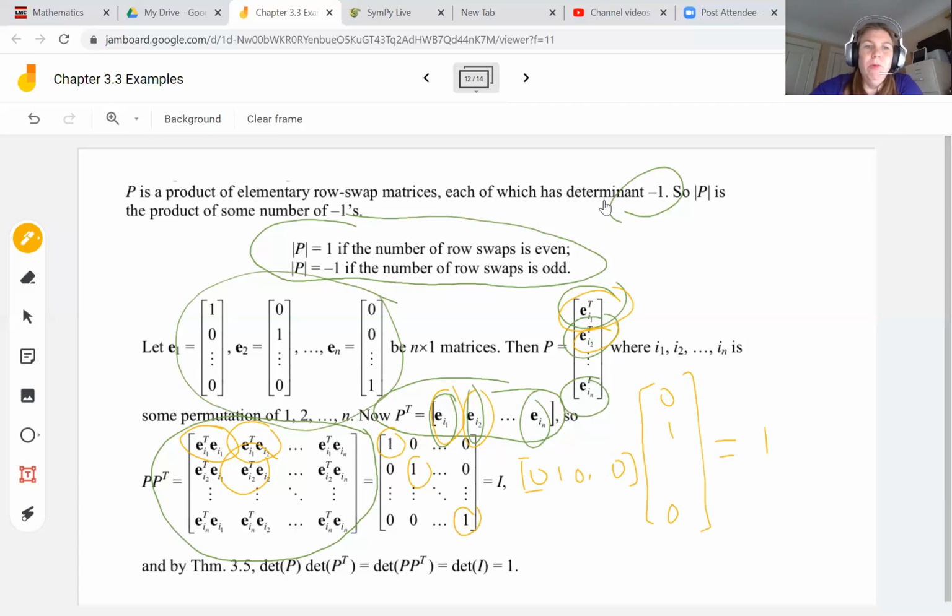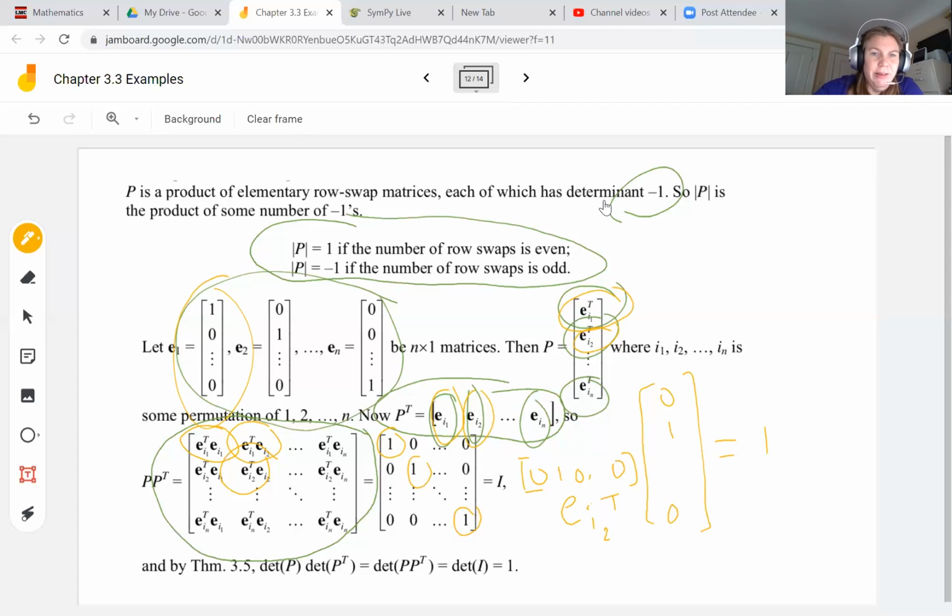If you think about multiplying values where the ones are in different positions, say e_i2 transpose, if you multiply that by e_i1, then you're going to end up with a 0 because the ones are in different positions. So that's why we get 1s on all the diagonals and 0s everywhere else.